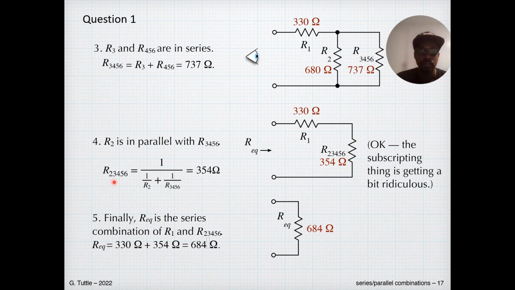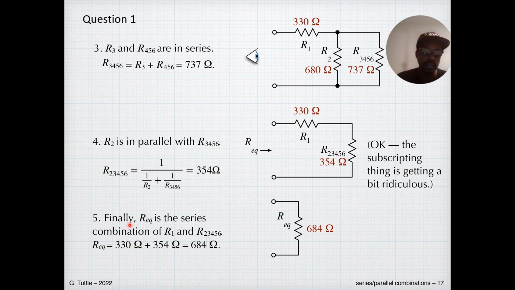So now these two break down into a single resistor. And this 354, as we simplified, is now in series with this 330, which is R1, in series with R2,3,4,5,6. Very simple: five resistors broken down into one. So we add these two together.